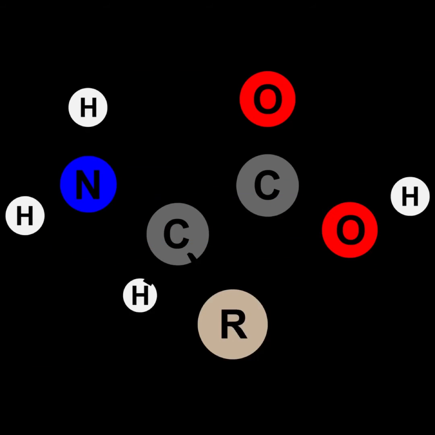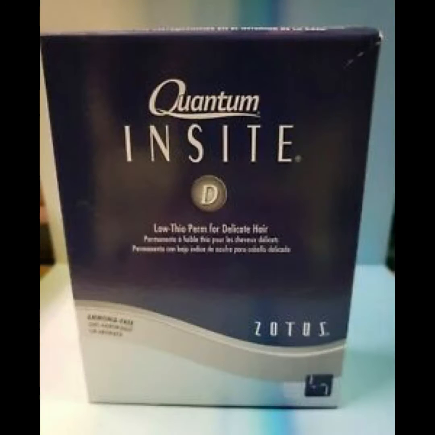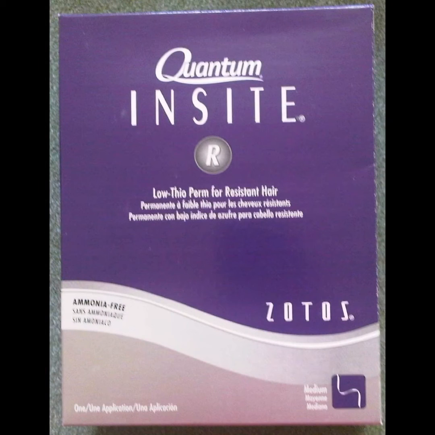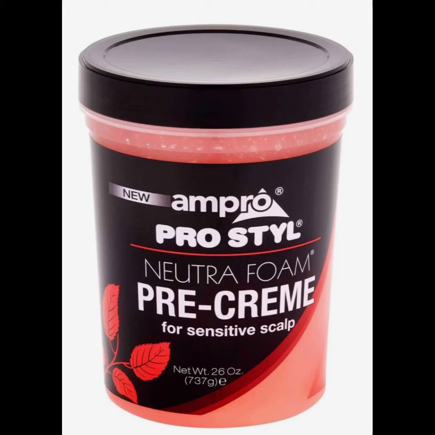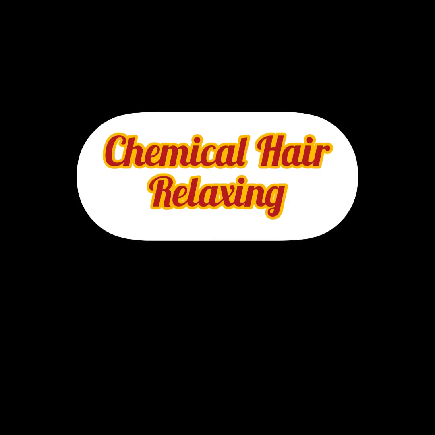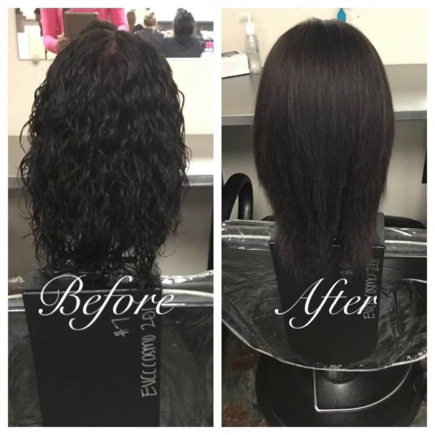Compounds made out of nitrogen, carbon, oxygen, hydrogen, and sulfur. Perms that use ingredients that do not evaporate as ammonia, so they have little odor associated with their use. A product used to protect the skin and the scalp during hair relaxing. A process or service that rearranges the structure of curly hair into a straighter or smoother form.